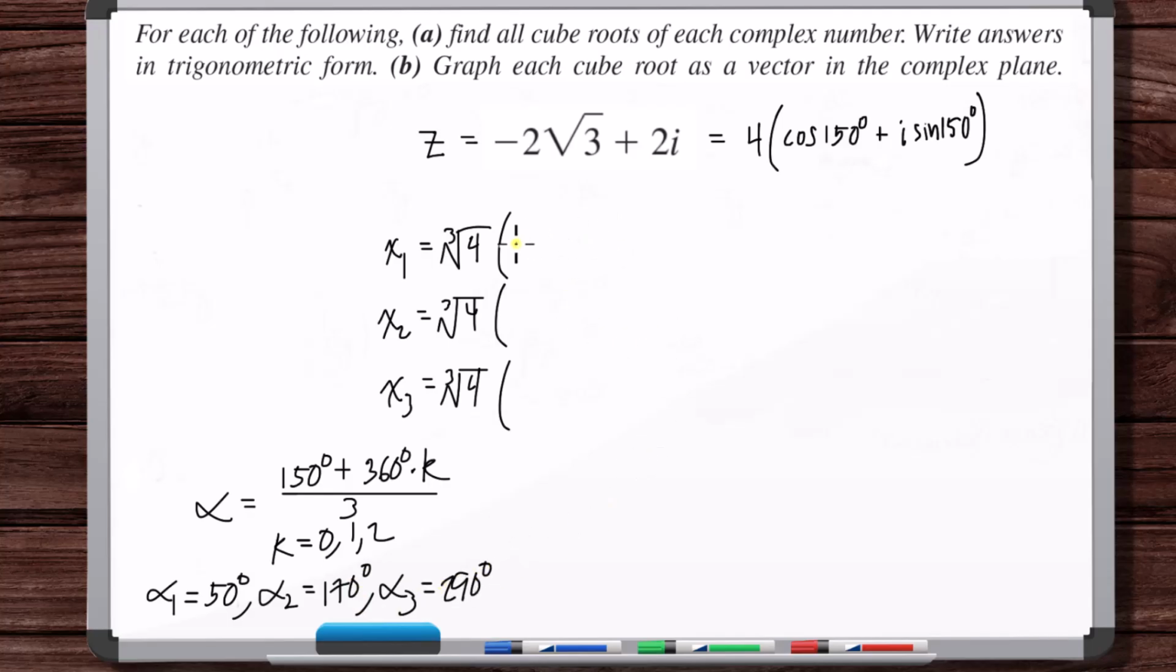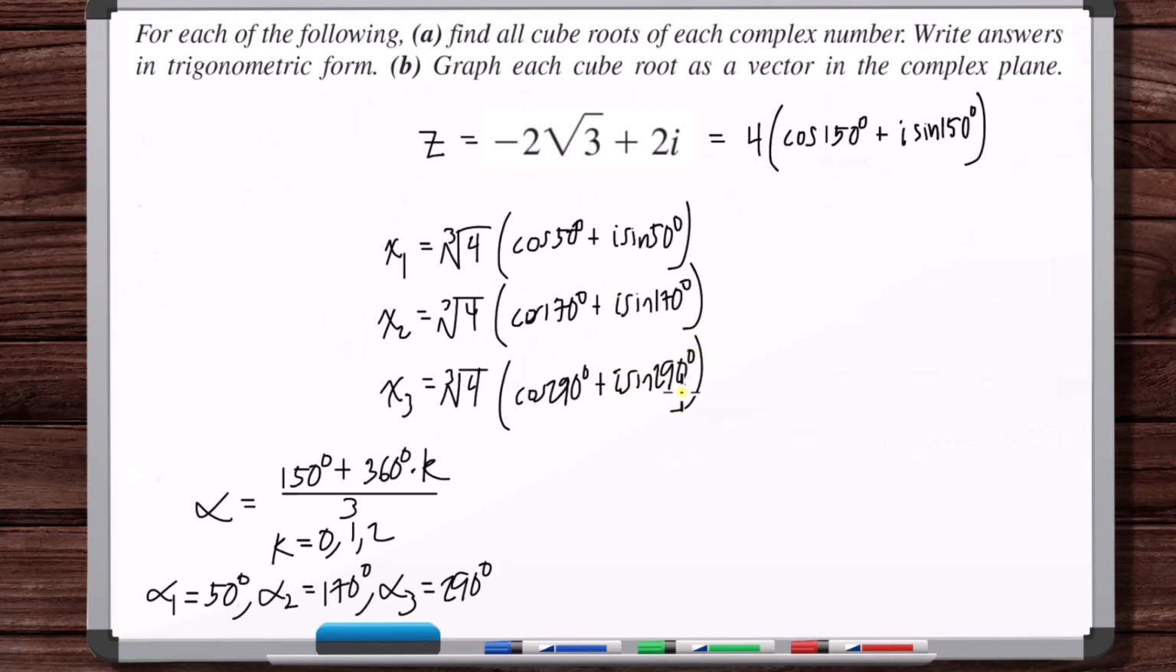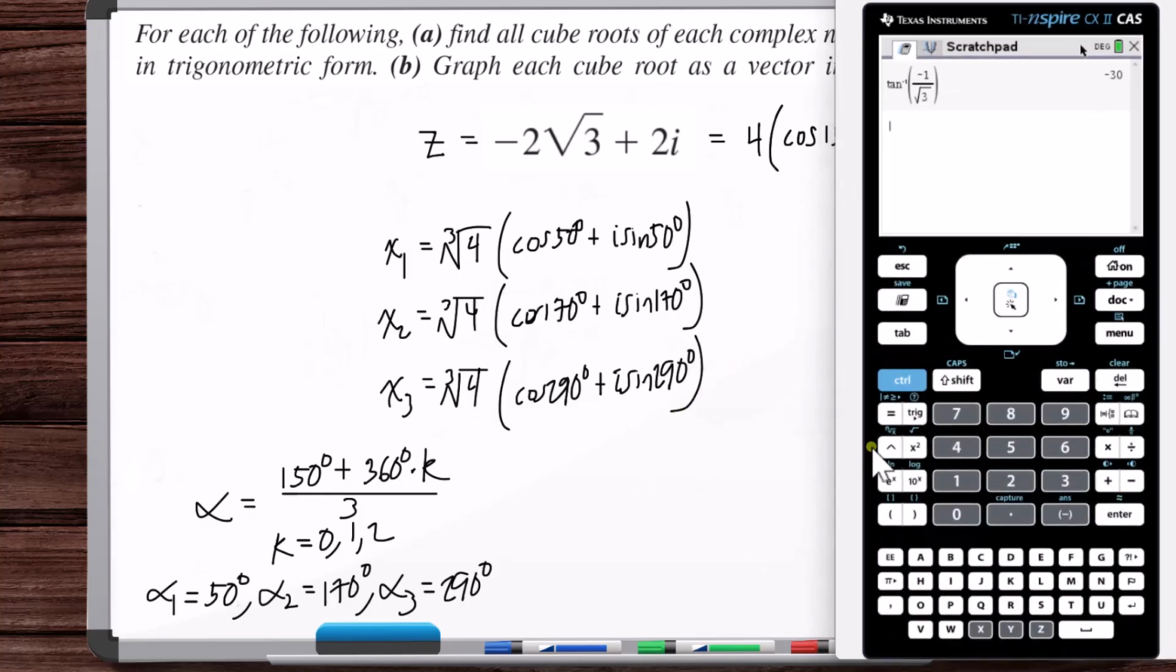So we've got cosine of 50 plus I sine of 50. We've got cosine of 170 plus I sine of 170. And we've got cosine of 290 plus I sine of 290. Okay. So now we can put this in rectangular form.